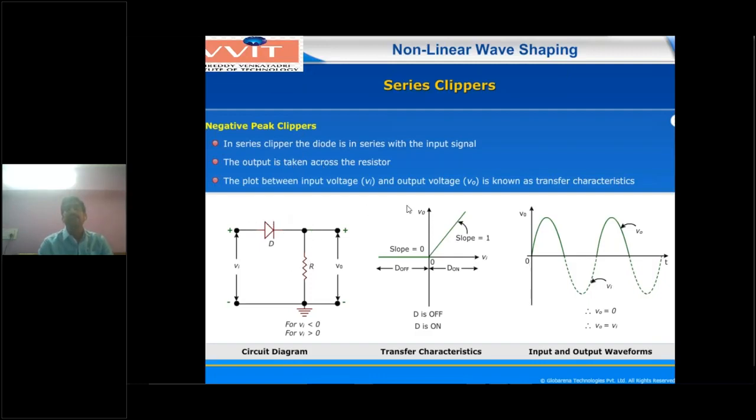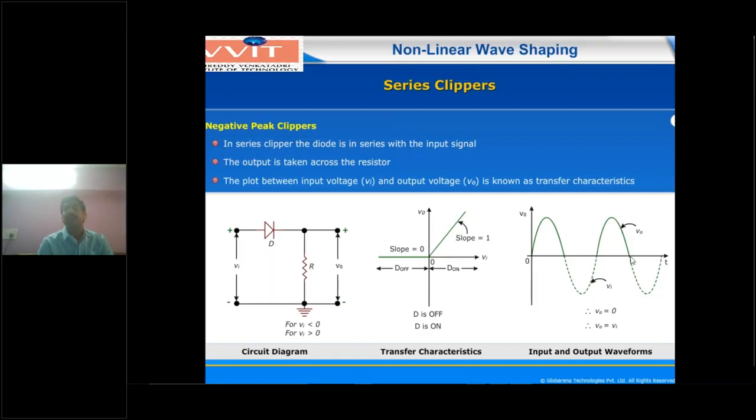Now what is meant by the transfer characteristic? Previously, in a VI characteristics graph, the x-axis was voltage and the y-axis was current. Now here we consider input voltage and output voltage. That graph is called the transfer characteristic curve. You have to see this transfer characteristic curve. The x-axis will be VI and the y-axis will be V0.